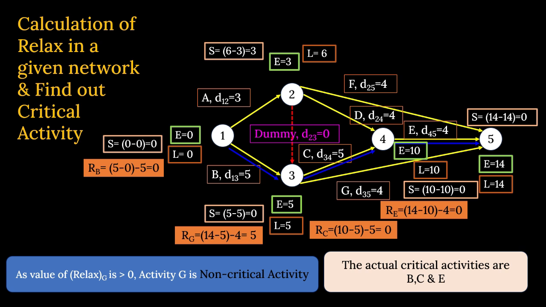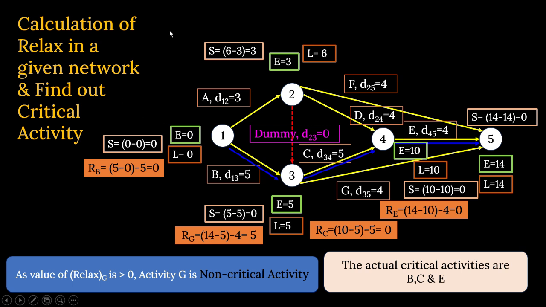The actual critical activity is B, C and E. That means 1 to 3, 3 to 4, 4 to 5 is your critical activity. Here 1 to 3 is the duration, that is 5, plus 3 to 4 duration is 5. So 5 plus 5 is 10, plus 4 to 5 the duration is 4, that means 14 days, the actual finishing time. Though it was also longest path, but out of that G has got a relax of 5 days, so G is no more a critical path.